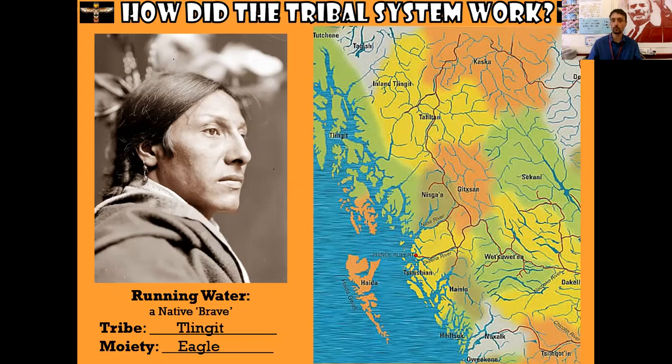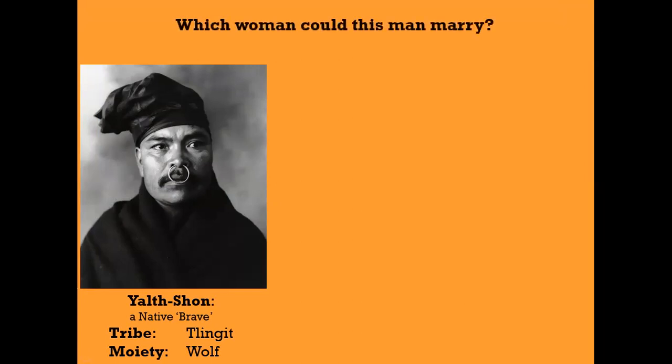Okay, by this point, with your writing things down and pausing the video, we're close to a full lesson, but I promised something extra at the end of this, so let's get there. Let's see how much of it makes sense. Here I have a different set of actual North American tribes. Here we have Yalshon, I think. He's a native brave, he's from the Tlingit tribe, and he's Wolf Moiety, and he's a proper Northwest Native American. Which man could this man marry?